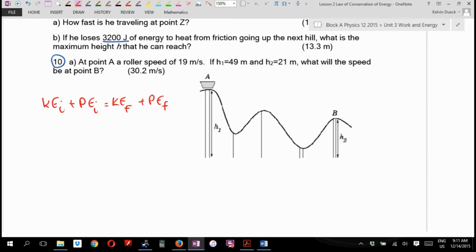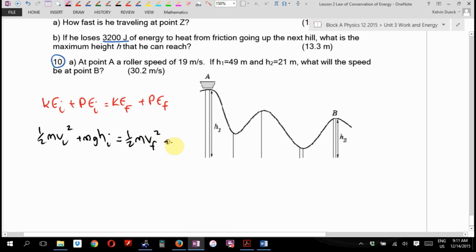Now, we could use Collins' trick, by the way, and say if that's 49 and that's 21, we could subtract them. But a lot of kids don't see that, so let's do this the longer way. This is going to be a half mv initial squared plus mgh initial equals a half mv final squared plus mgh final. You notice they didn't give me the mass? Thank goodness they didn't have to. If there was friction, they would have had to. Or heat, they would have had to.